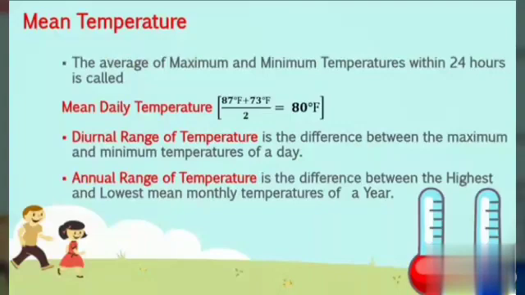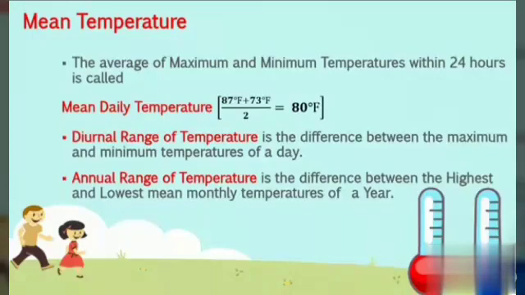Okay. Next topic, mean temperature. The average of maximum and minimum temperature within 24 hours is called mean daily temperature, right? Example, here maximum temperature 87 degrees Fahrenheit, minimum temperature 73 degrees Fahrenheit. Add and divide by 2. Answer 80 degrees Fahrenheit. It is the mean daily temperature.